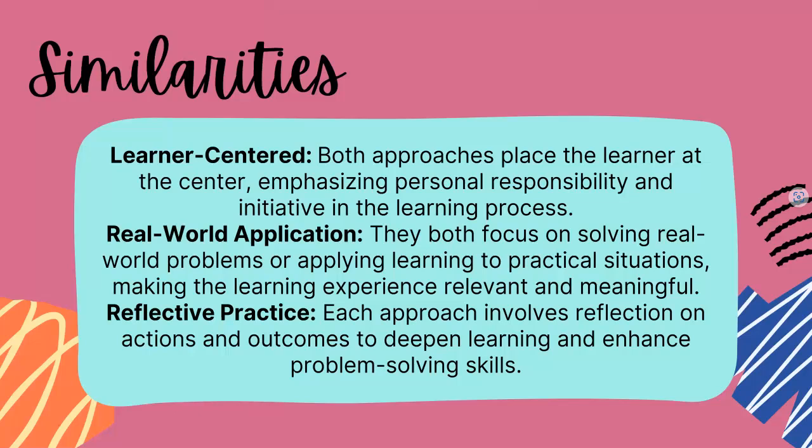The second thing, this is huge with adult learning, differentiating it from child learning. Real-world application. They both focus on solving real-world problems or applying learning to practical situations, making the learning experience relevant and meaningful. And then lastly, they both have reflective practice. Each approach involves reflecting on actions and the outcomes to deepen learning and enhance problem-solving skills. And so there are the similarities.